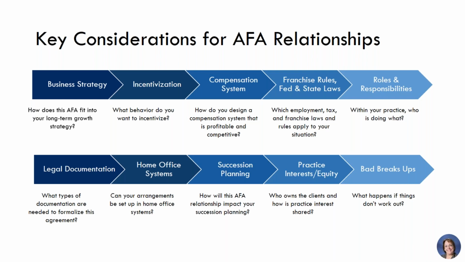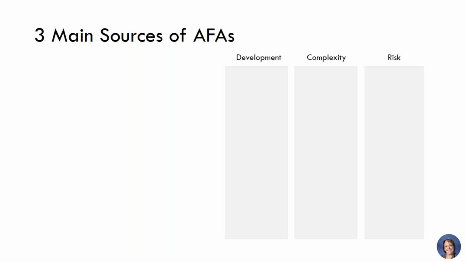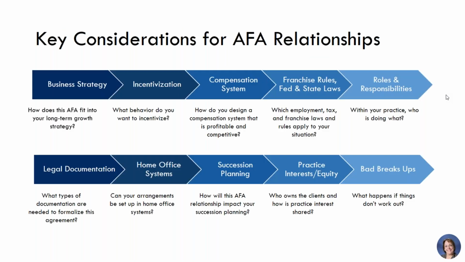Then, of course, a compensation system is important. But the real key to managing the risk is understanding the franchise rules, regulatory rules, and state laws and how they're going to impact the business, and how they could expose you to the possibility of a lawsuit from staff, a number of things. So you need to have a plan to map all of these out. And then once you've nailed down the roles and responsibilities, making sure you have the right legal documentation, making sure that your vision is compatible with home office systems. So these are some of the things to consider, and the real key is to think about what a bad breakup could look like and plan accordingly.